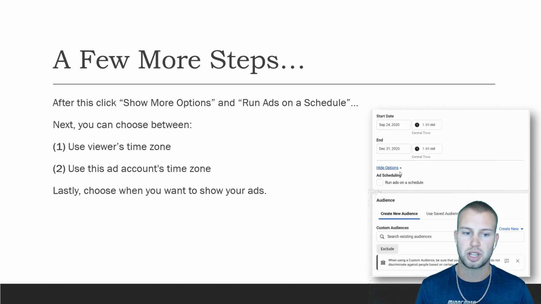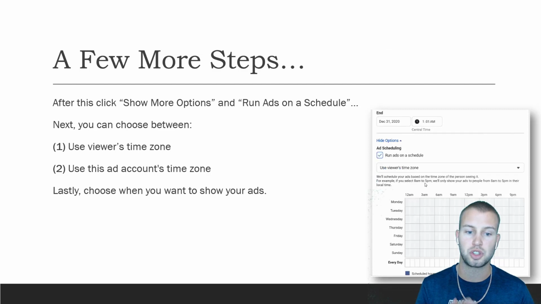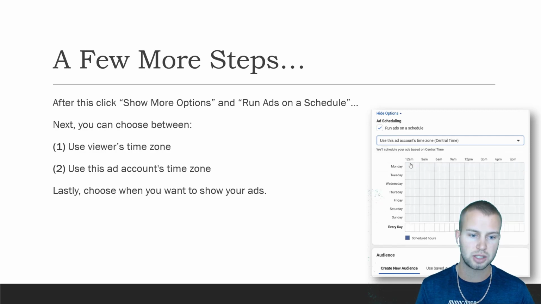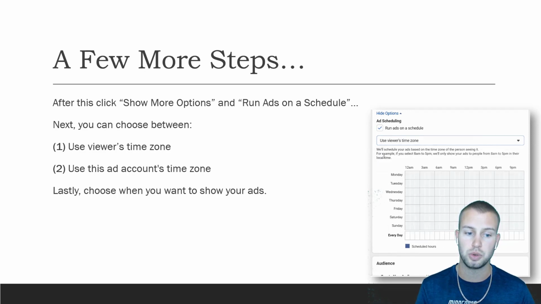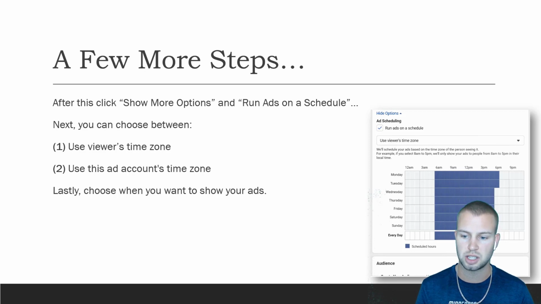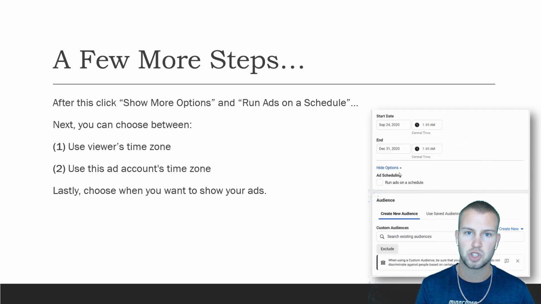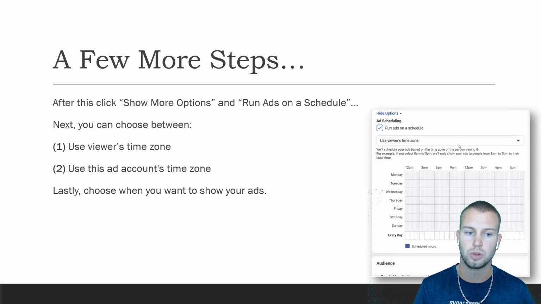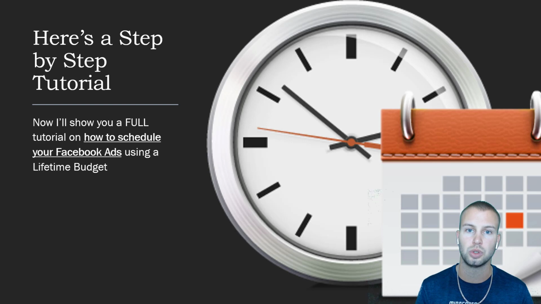So there are a few more steps. Once you enable this, you can click on show more options and then click on run ads on a schedule. Next, you can choose between one, your viewer's time zone, or you can use your own ad account's time zone to schedule your ads. And then lastly, you can hover over the little grid that you can see in the bottom right corner and just highlight when you want your ads to show and when you want your ads not to show. So I'm going to go into a full tutorial on how to schedule your ads using this lifetime budget feature. I'm going to hop into that right now.